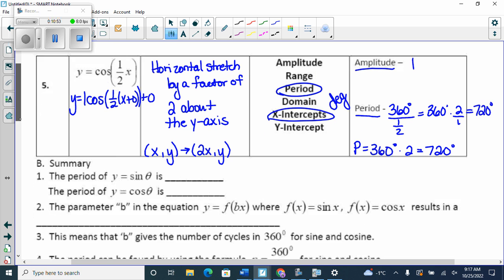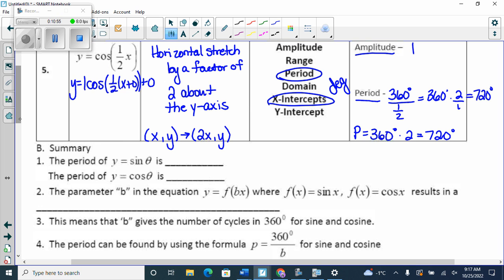Okay, we have a little summary here. The summary: the period of sine theta is what? Basic sine theta. Or 360 degrees, yeah. And cos is the same, because cos and sine graphs are literally just a pi over 2 shift of each other. We agree? If I shift pi over 2, I can actually make each of the graphs.